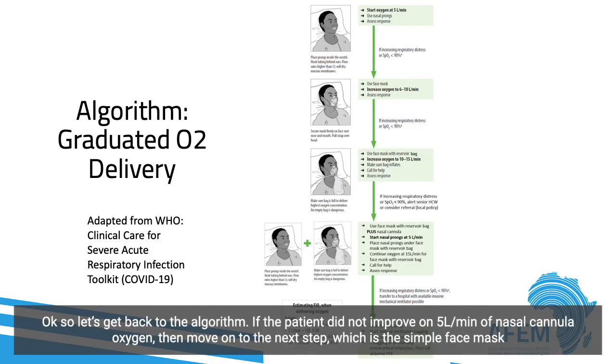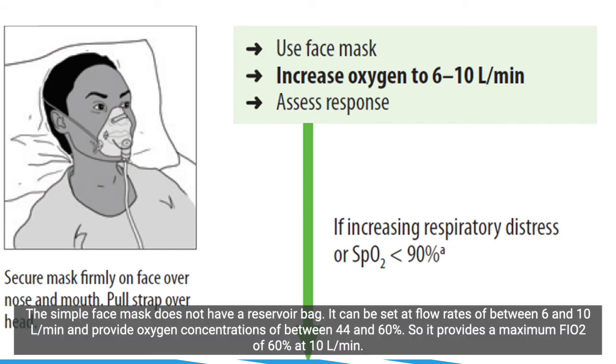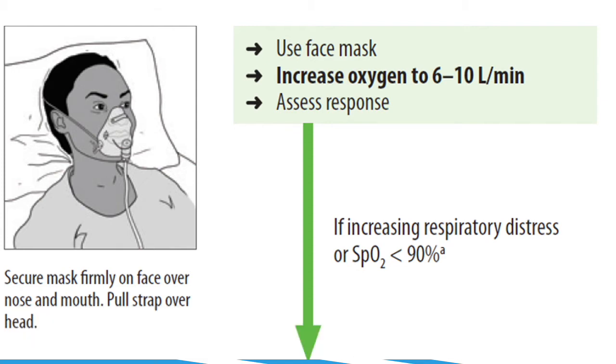Okay, so let's get back to the algorithm. If the patient did not improve on 5 liters per minute of nasal cannula oxygen, then move on to the next step, which is the simple face mask. The simple face mask does not have a reservoir bag. It can be set at flow rates of between 6 and 10 liters per minute and provide oxygen concentrations of between 44 and 60%. So it provides a maximum FiO2 of 60% at 10 liters per minute.